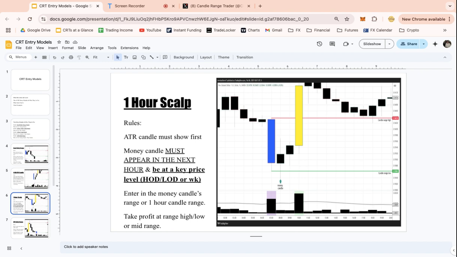I must say I've really enjoyed trading this method. I said I was a day trader, but I might be more of a scalper than I realized. But in any event, the 1-hour scalp is for those scalpers that like to be in and out of the market. You're not holding anything overnight. You just want to get your money and go on about your business.